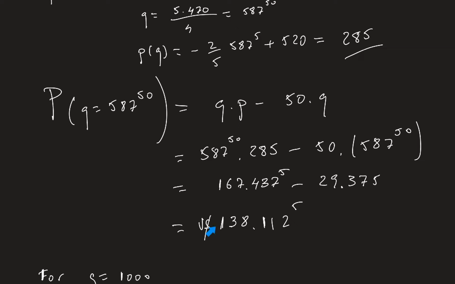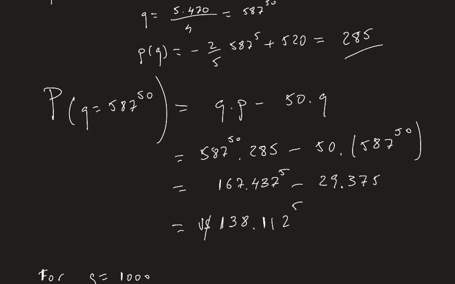It means that this is the best possible situation for you to have the biggest profit: to have only 587 rooms occupied, not all, but having them occupied at $285 per room.